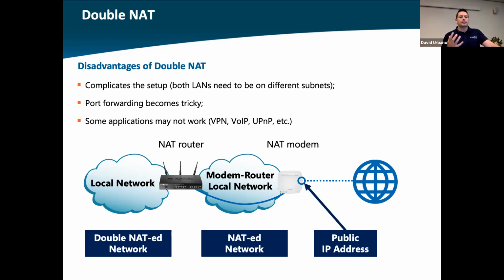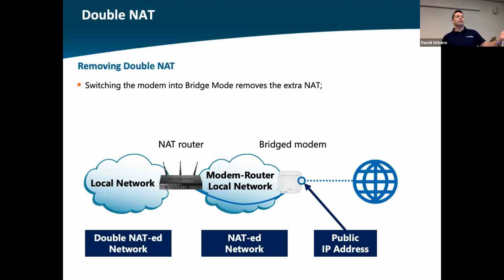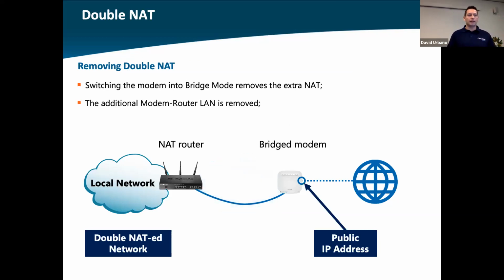So the idea is that, and I do understand that not all of us might have access to the actual modem that comes from the ISP. Sometimes they are managed by their service providers. But the idea is either to change it, there is no other way, or to request access to it. So what we can do in that case is removing the double NAT by bridging that specific device.